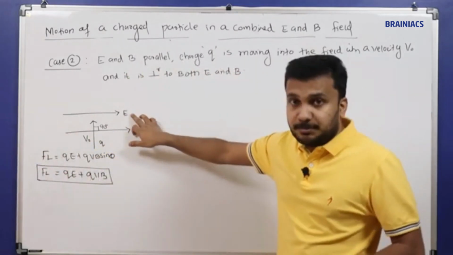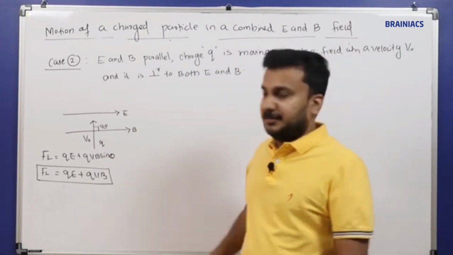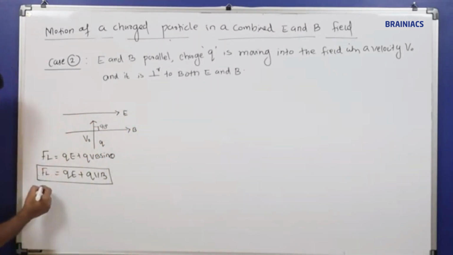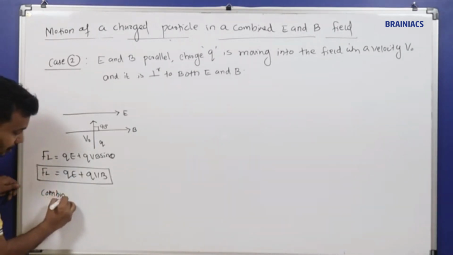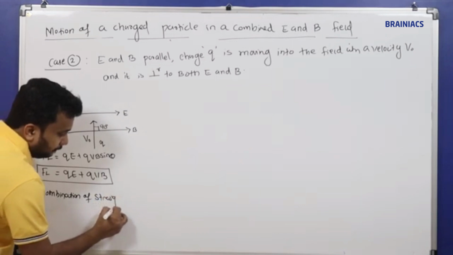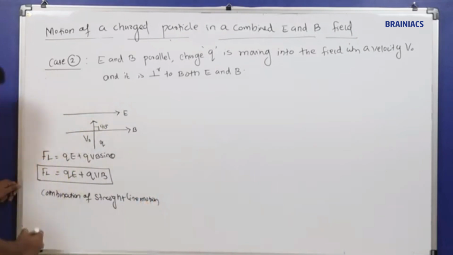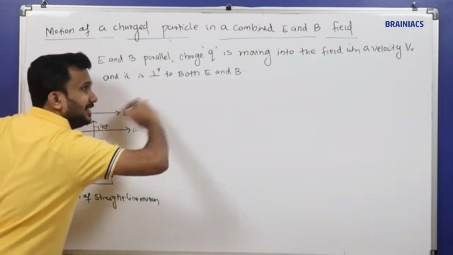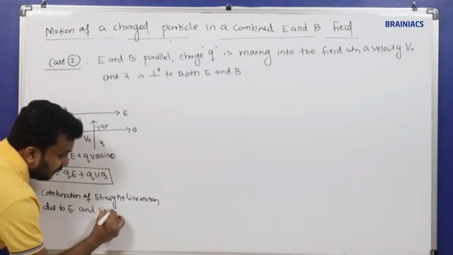It has to move forward because of this electrical force, and it has to undergo circular motion because of the magnetic force. So it is a combination of electrical force and magnetic field force. What are the motions? It's a combination of straight line motion. Who is giving the straight line motion? The electric field is giving a motion in this direction, and circular motion.